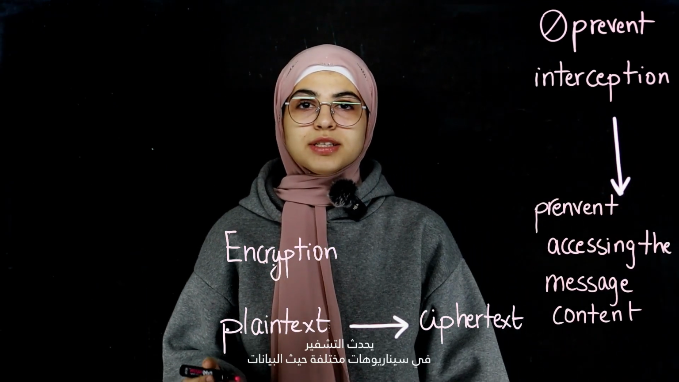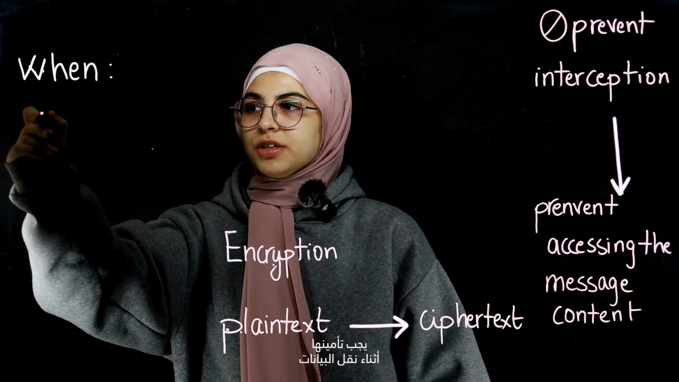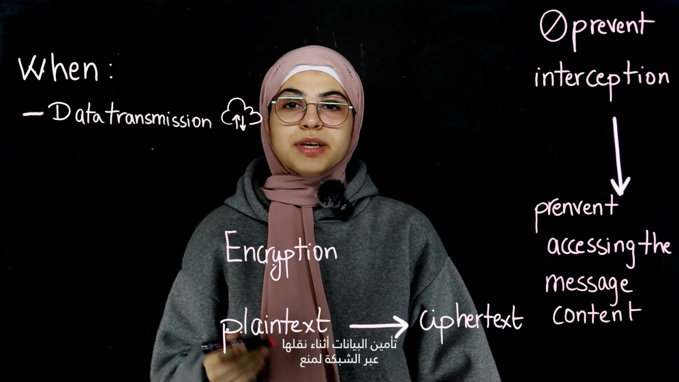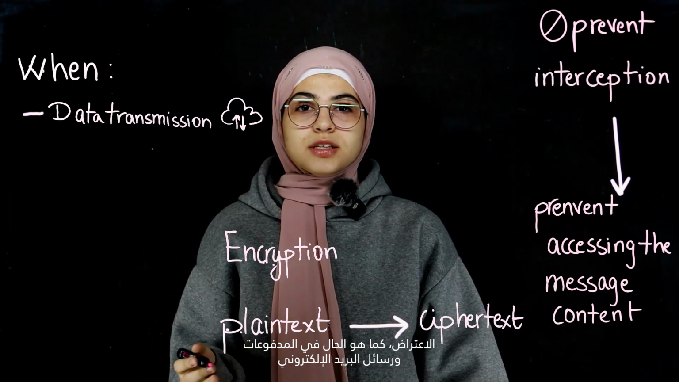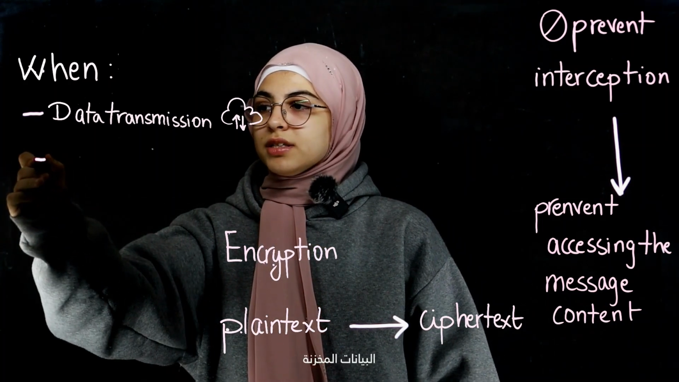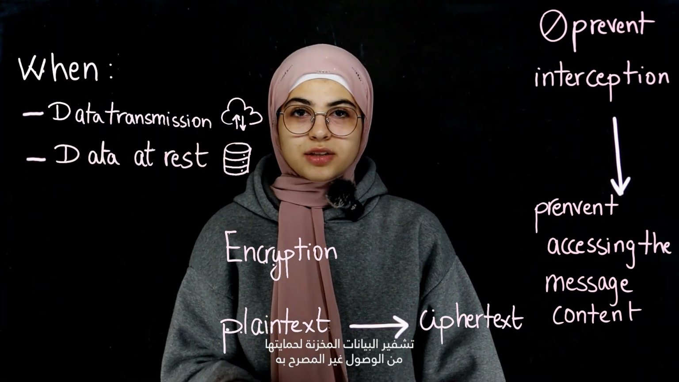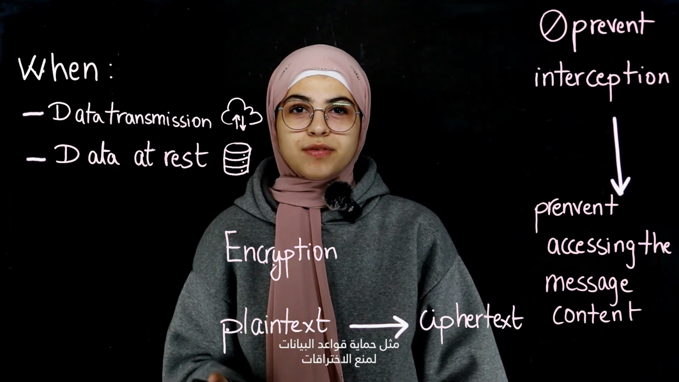Encryption happens in various scenarios where data needs to be secured. During data transmission, securing data while it's being transmitted over a network to prevent interception, like in cases of online payments and sending emails. Data at rest: encrypting stored data to protect it from unauthorized access, like protecting databases to prevent breaches.